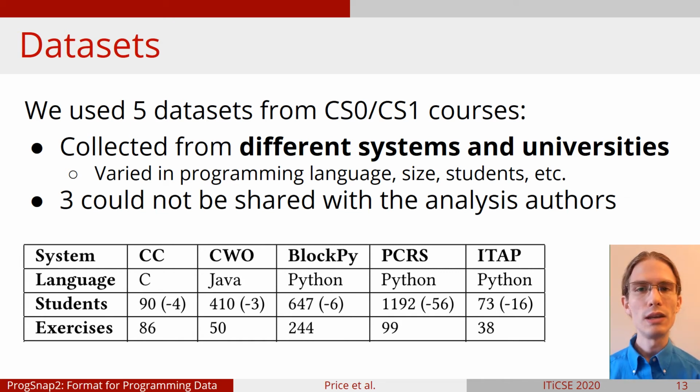Now, importantly, 3 of these data sets could not be shared among the research team due to privacy reasons, so instead of sharing the data, we shared the analysis scripts, and then returned the results to share amongst the team. This reflects an important challenge for a lot of collaborative research, and we wanted to see how well ProgSnap2 facilitated our ability to overcome that challenge.